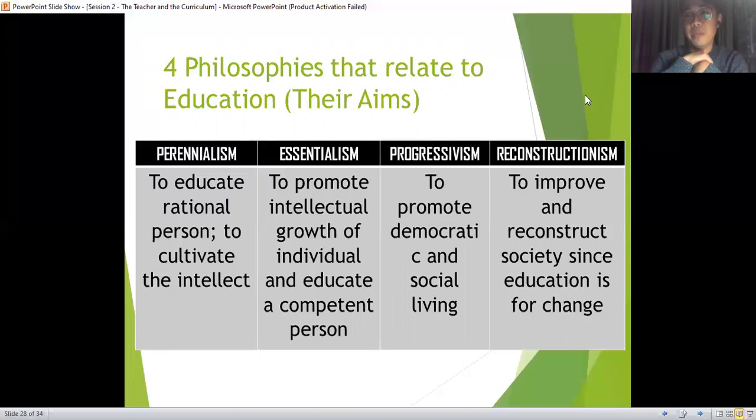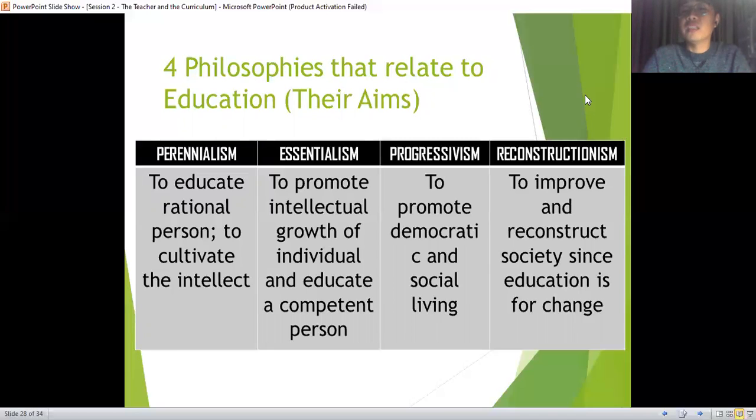Under essentialism, the goal is to promote intellectual growth of the individual and educate a competent person. So it is teaching of the basics, teaching what is essential, what is existing in the society, because you believe that when you teach what is essential at the moment, you make them survive in life. Progressivism, naman, the emphasis is promotion of democratic and social living. Democratic because you give them freedom to work, and social living because there will be interaction. They will interact with each other.